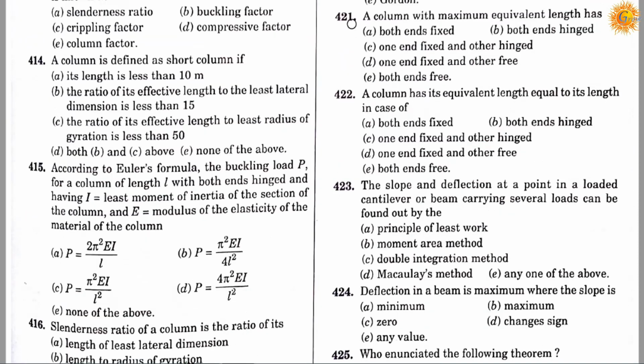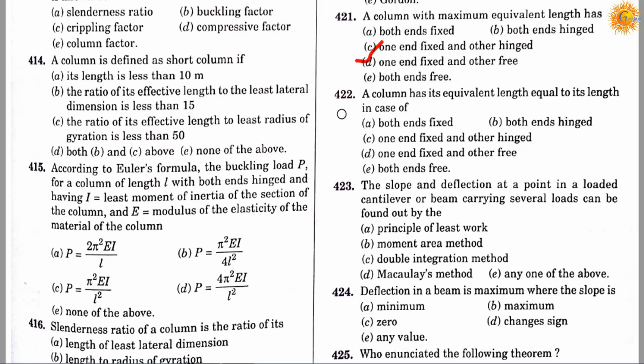Question number 421. A column with maximum equivalent length has option A, both ends fixed, option B, both ends hinged, option C, one end fixed and other hinged, option D, one end fixed and other free, option E, both ends free. Correct answer is D, one end fixed and other free.